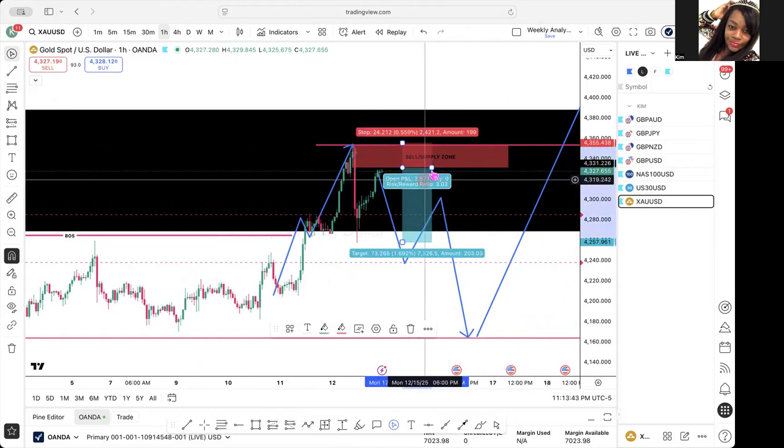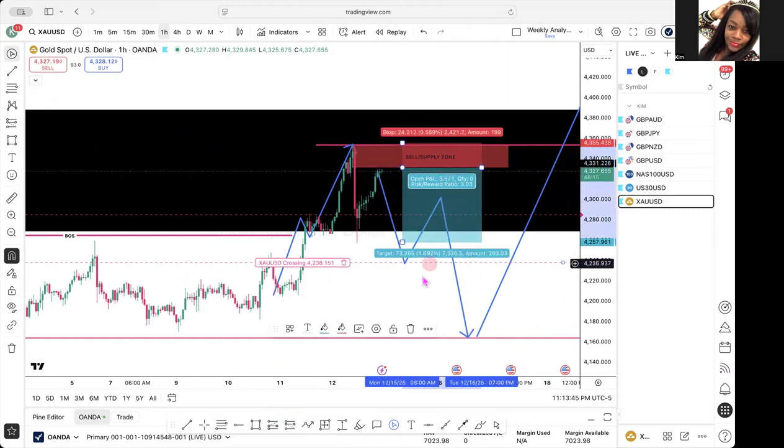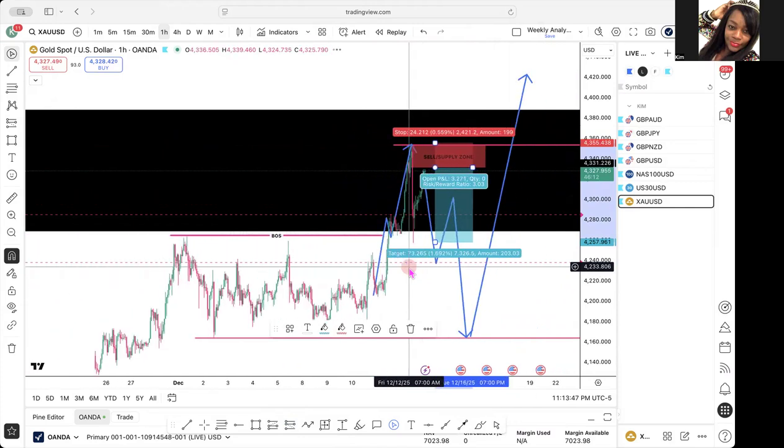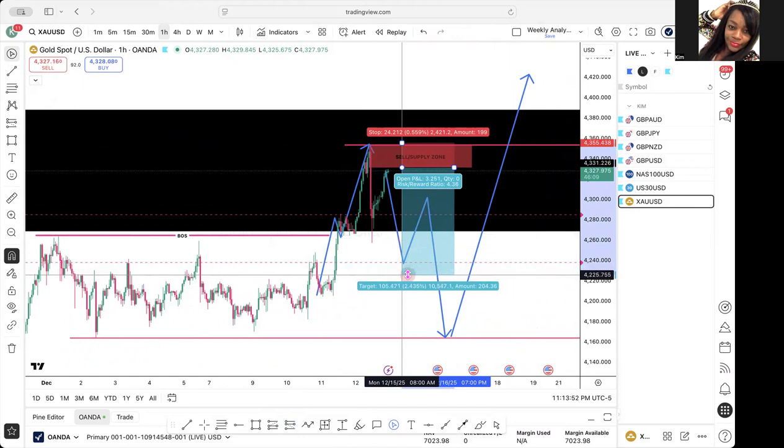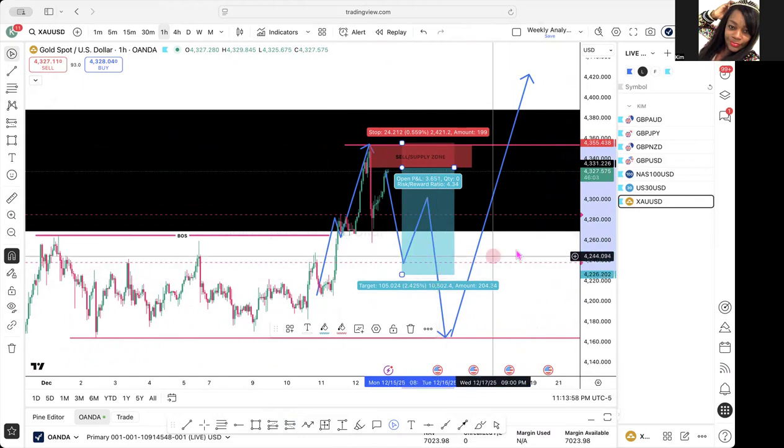One zone at a time. Or if you want to hold fast, you can take it to this little demand here. Okay. And that is all I have for gold.